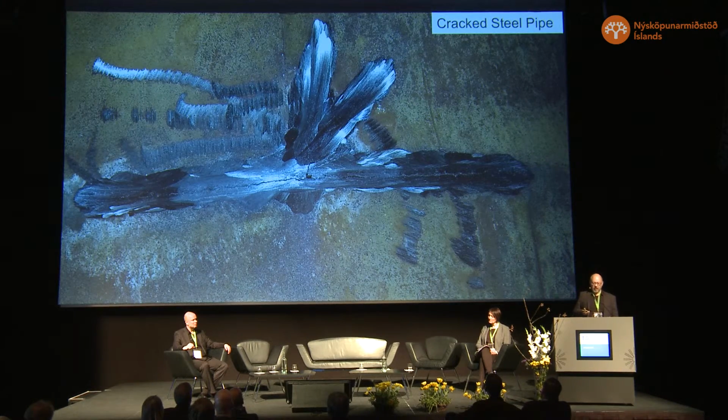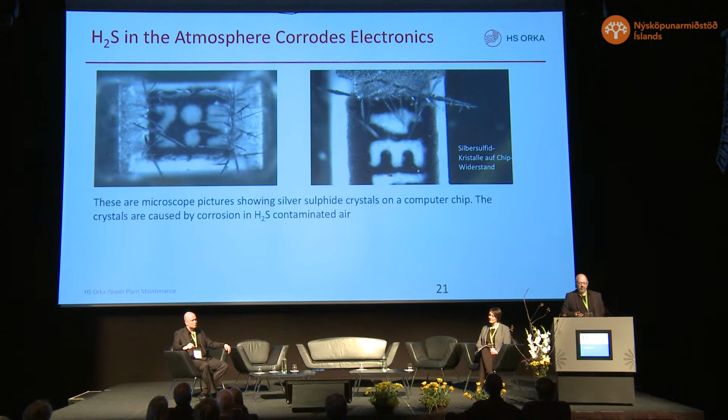This is a crack in a steel pipe. You can see the crack. Yes, it's quite obvious from the left to right and from the center and up. This is because we were not careful enough in choosing our material for steam pipes, and not having the proper heat treatment.